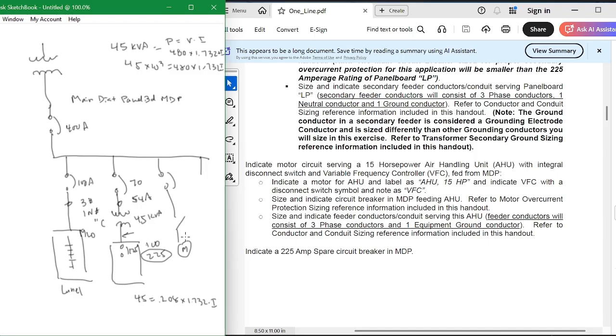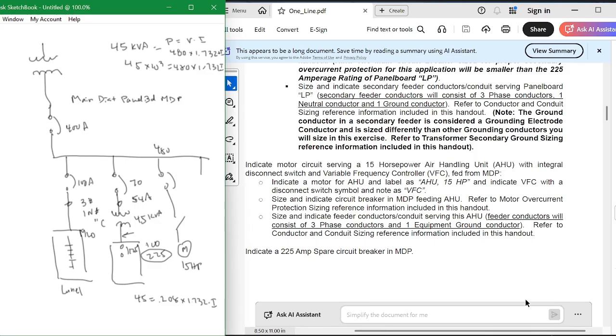Now, what's the size of the motor? 15 horsepower. Okay, so you're running this at what? 480 volts. So this is all 480 volts up here, right? 480 volts three phase. Now you've got to go back up here and calculate the circuit breaker. Now is this circuit breaker just to... oh, it's a variable frequency controller.